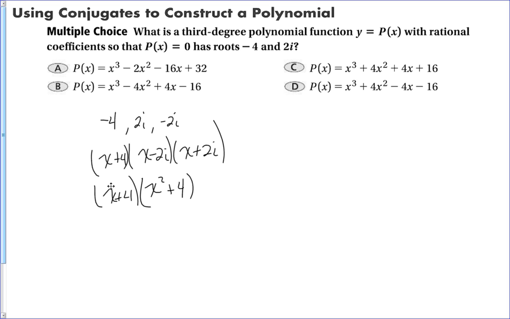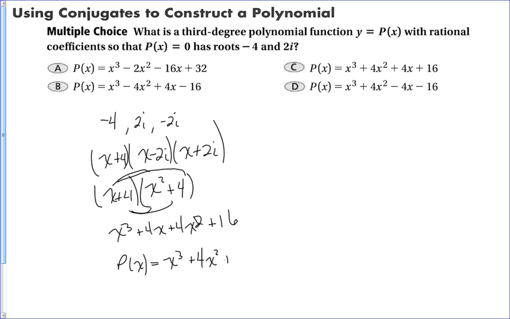All right, now all we have to do is multiply this across. So this gives us x cubed, and then plus 4x. This gives us plus 4x squared. And then, of course, this gives us plus 16. So let's rewrite this in standard form. Our p of x equals x cubed plus 4x squared plus 4x plus 16. So what's our final answer? Everything's positive. Looks like letter C. Letter C is our answer.